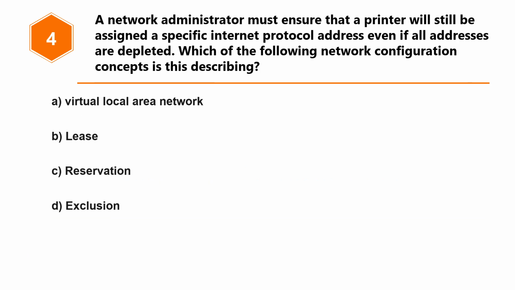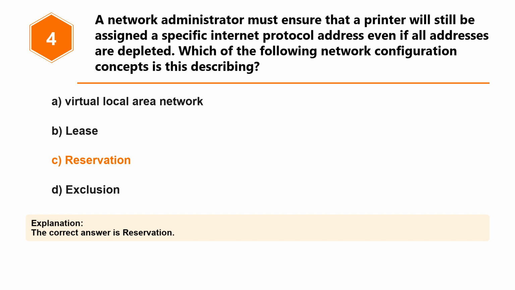Question 4. A network administrator must ensure that a printer will still be assigned a specific Internet Protocol address even if all addresses are depleted. Which of the following network configuration concepts is this describing? Option A, Virtual Local Area Network. Option B, Lease. Option C, Reservation. Option D, Exclusion. The correct answer is option C, reservation.